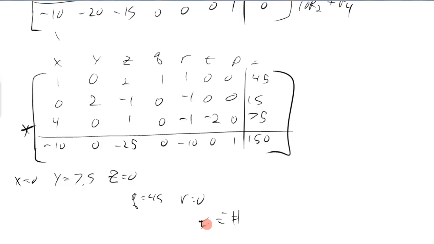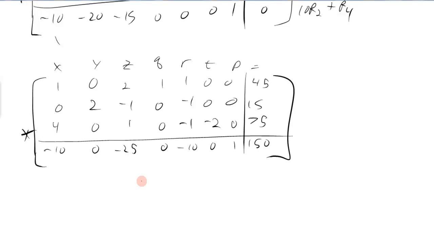Star that row. All right, so here we go through the process again. Look for the largest positive number in this row. That would be 4. So we're going to pivot in the X column. And now look for the smallest ratio. 45 divided by 1 is 45. 15 divided by 0 is undefined. 75 divided by 4, well, it's less than 45. So this is going to be our smallest ratio. So our pivot's right there.